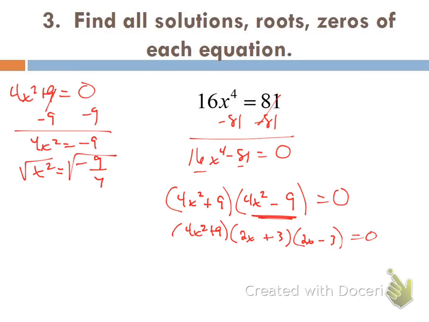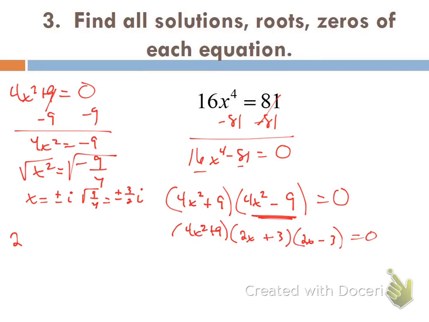Now when we square root, we got a negative inside the radical, so we're going to do a plus or minus and pull out an i. And then we get the square root of 9 over 4, which if you square root the numerator and the denominator will give us plus or minus 3/2 i. There's two solutions there.